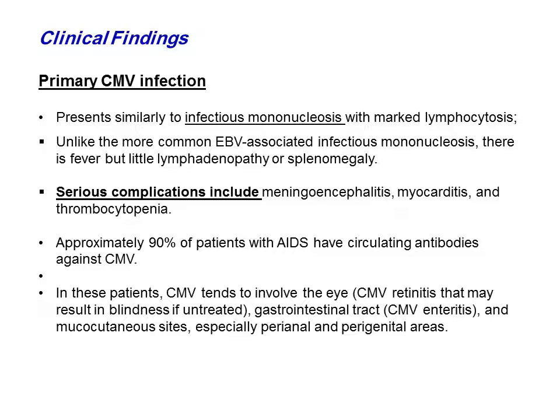Approximately 90% of patients with AIDS have circulating cytomegalovirus antibodies. In these patients, cytomegalovirus tends to involve the eye, gastrointestinal tract, and mucocutaneous sites, mostly the perianal and perigenital areas.